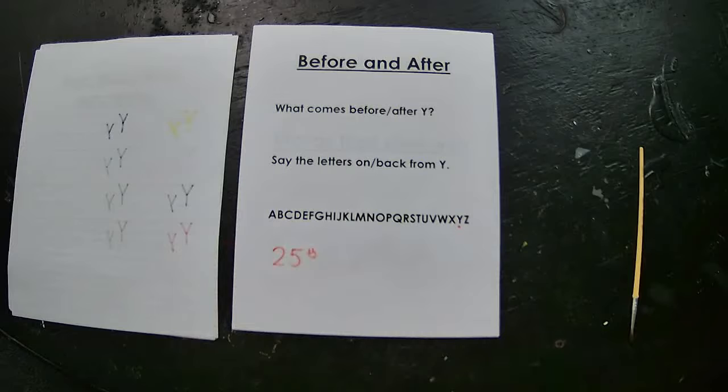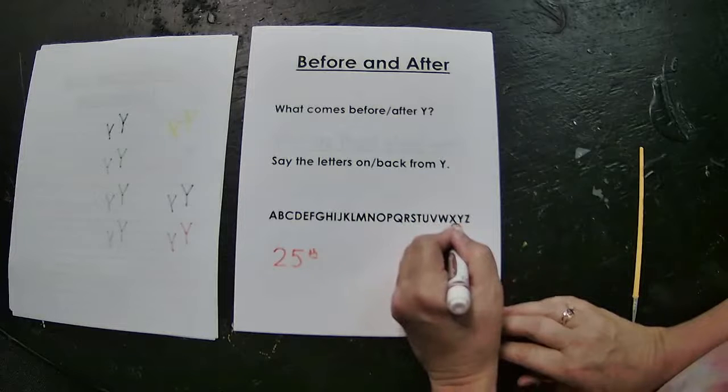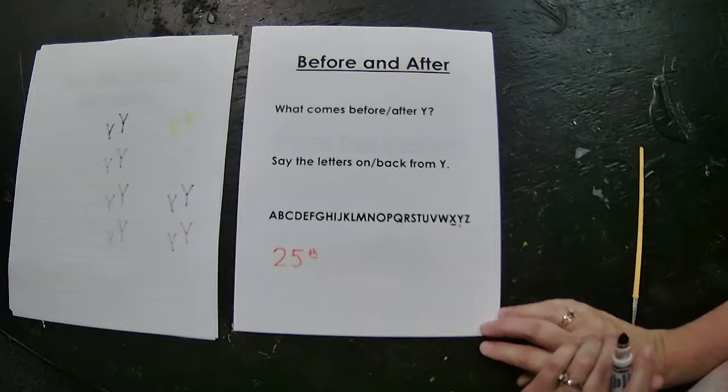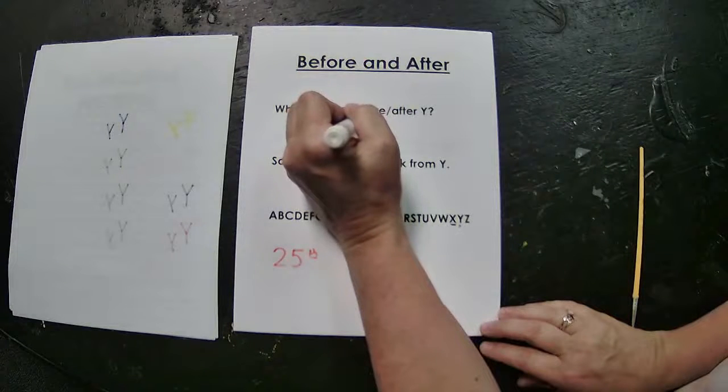Whew. That was a lot of work there, wasn't it? Yes. Okay, so again, find the Y. Now what letter comes before the Y? Show me that letter right there. What's that? That's the letter X. And it makes 2 lines for the X.